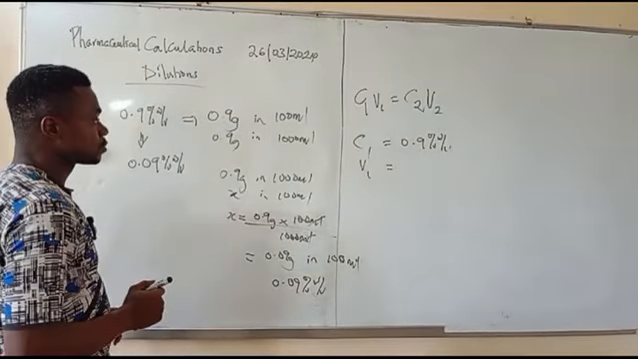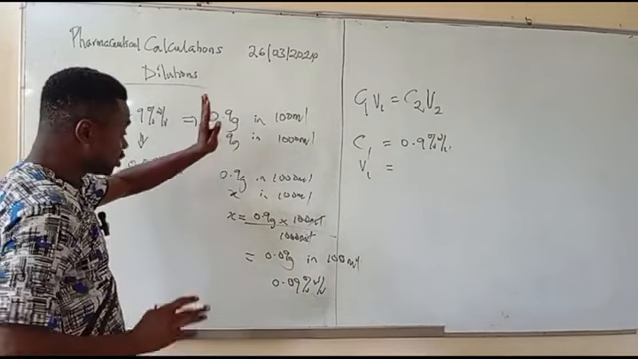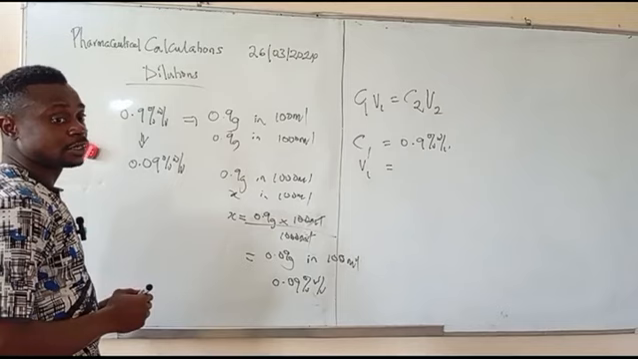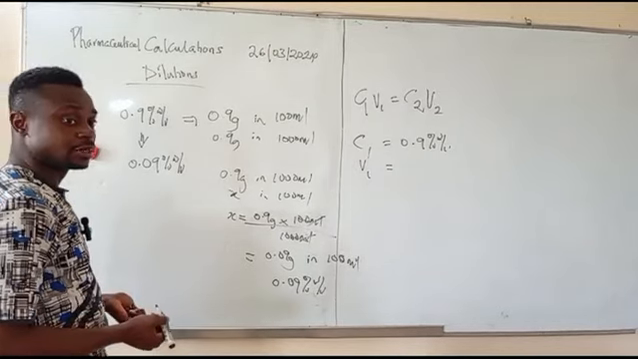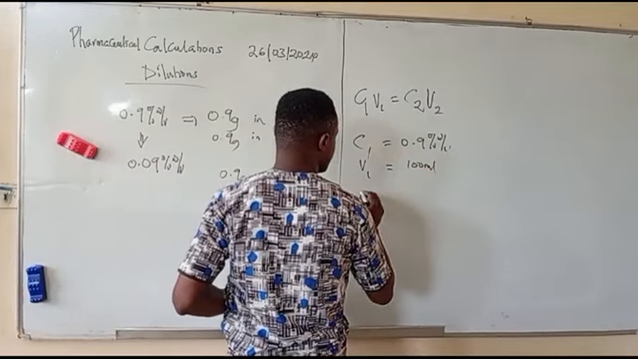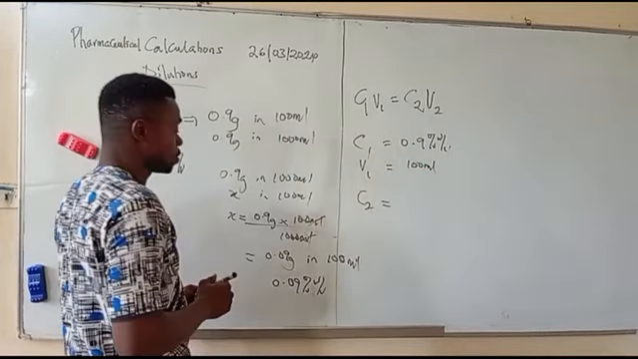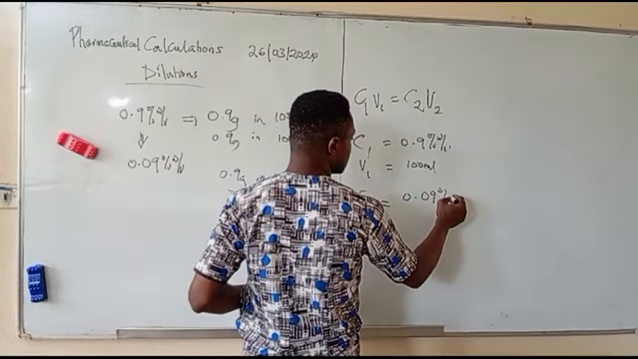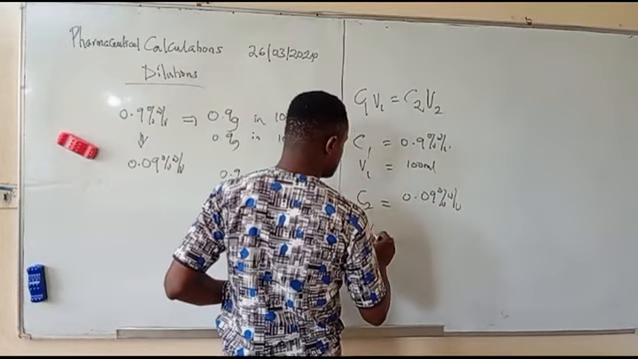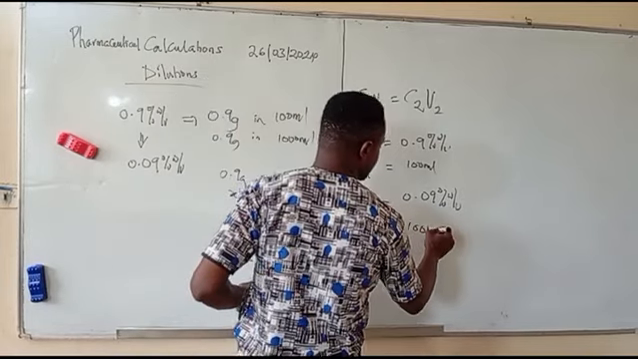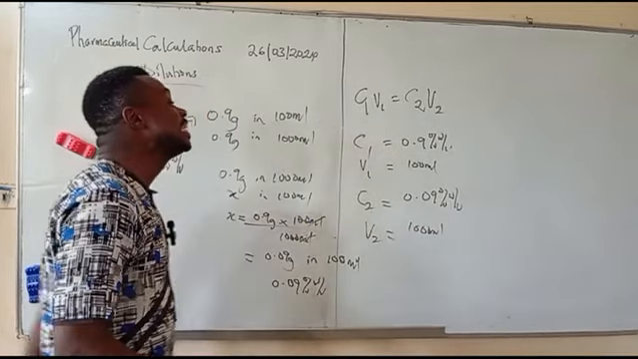If we are judging by this now, which one should it be? V1 is 100 ml. C2 is 0.09% weight in volume. V2 is 1000 ml. Let's check whether this is actually true. Let's do as if we don't know.